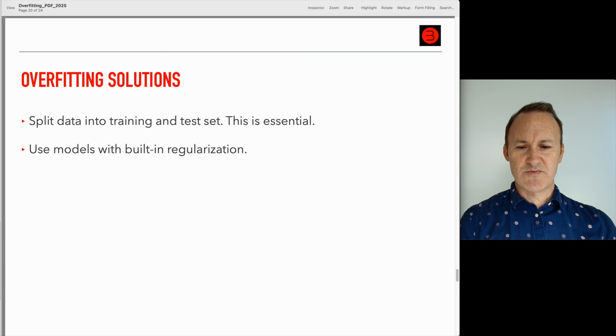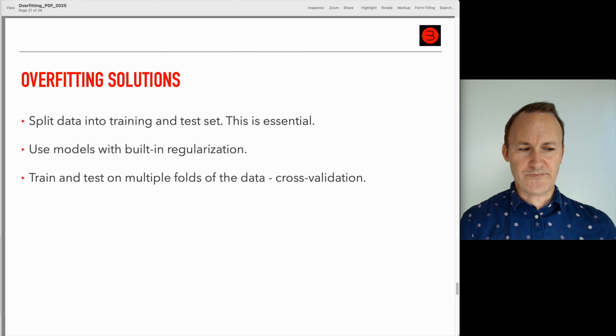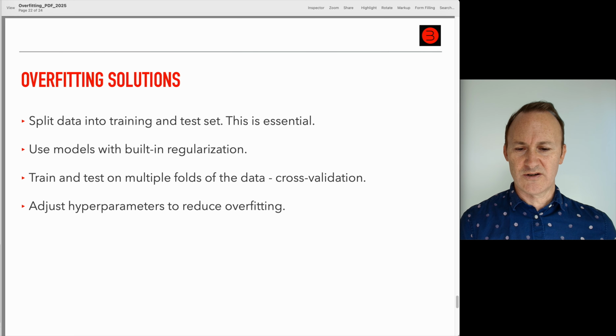Another solution is to use models with built-in regularization. You could think of regularization as a keyword in machine learning, which means preventing overfitting. So certain models have different built-in parameters that deal with this up front. Another solution, which we'll look at later, is you can train and test on multiple folds of the data, not just one, which is called cross-validation.